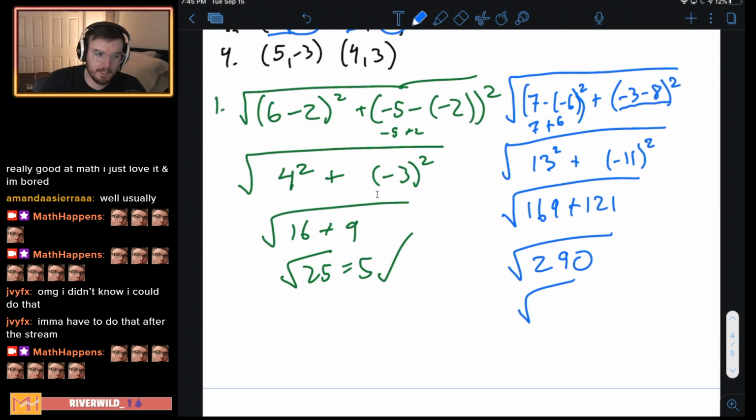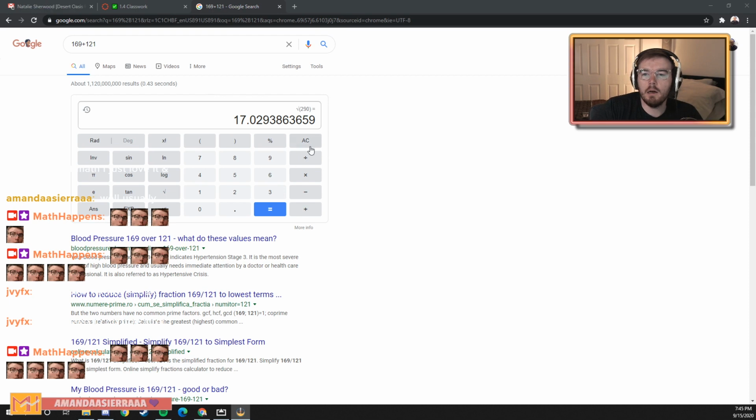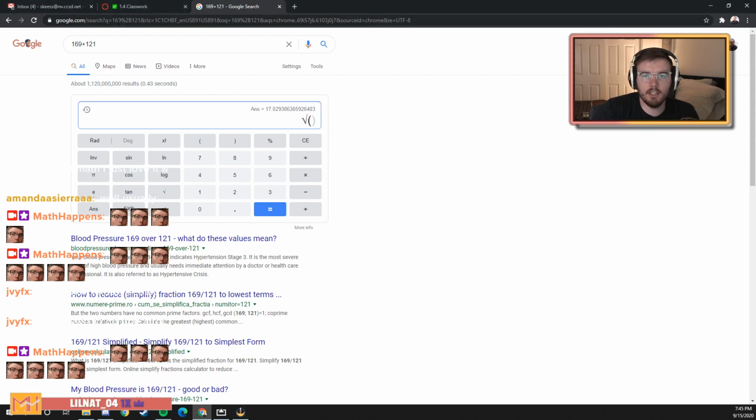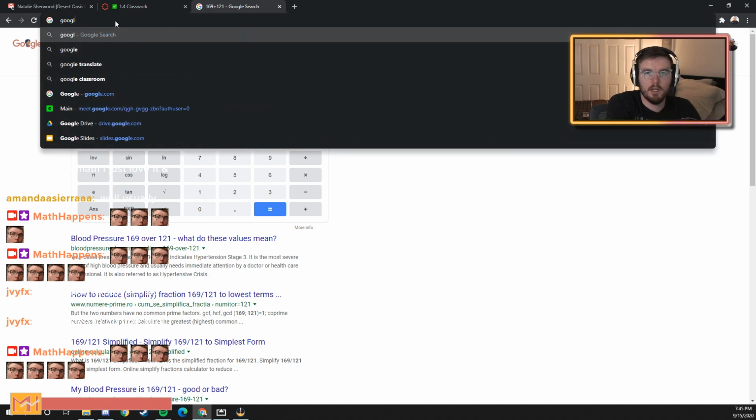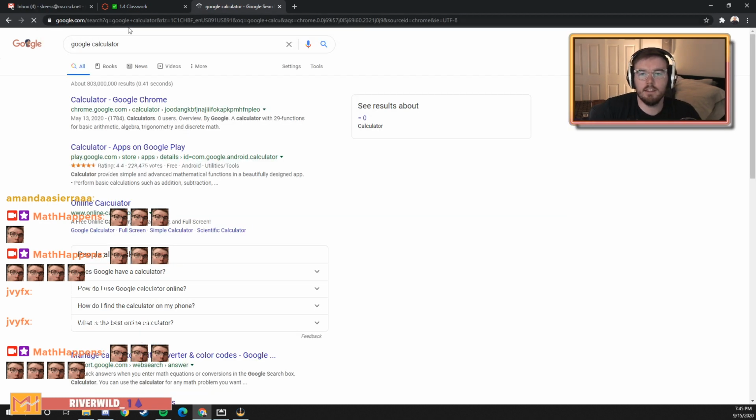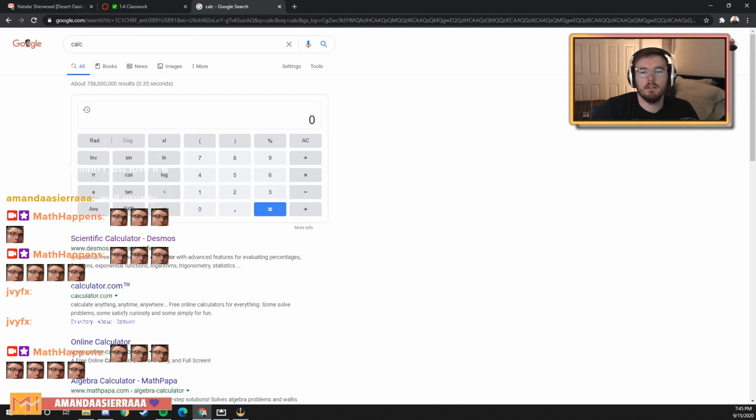This does work out right here. So then, square root of 290. I'm plugging that into a calculator. Here, I'll share my screen. If you want a good calculator, just literally type into the search bar "Google calculator," or maybe just "calculator." There we go.